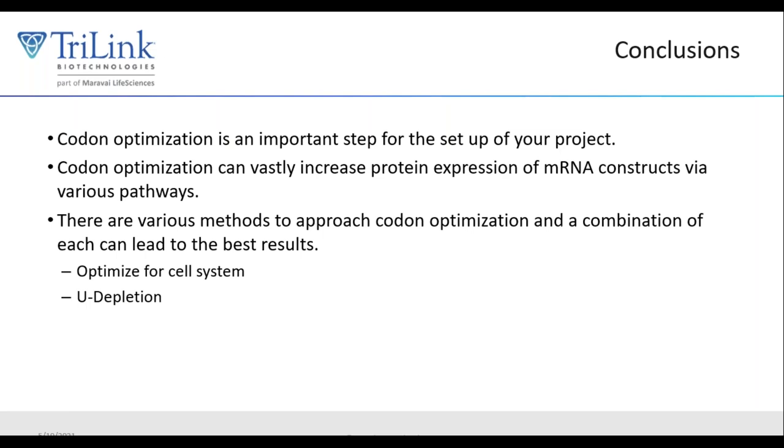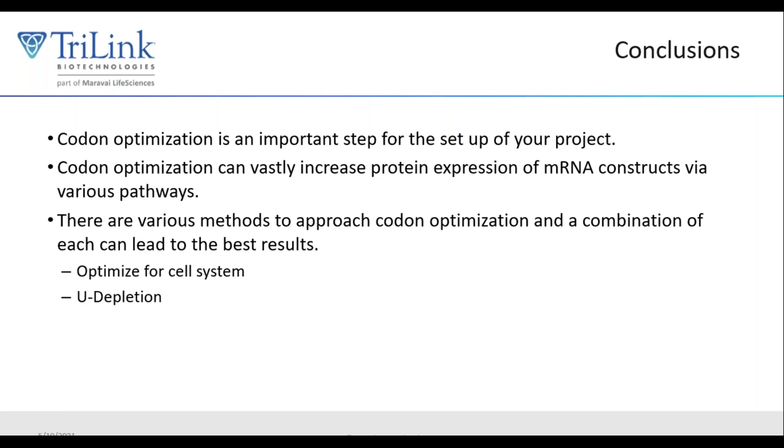A lot of times you can find wild type sequences on NCBI or online, but oftentimes those are not the best iteration of that sequence. So it does really pay dividends to take that sequence and optimize it a bit further. You really want to do it before you begin your mRNA production.